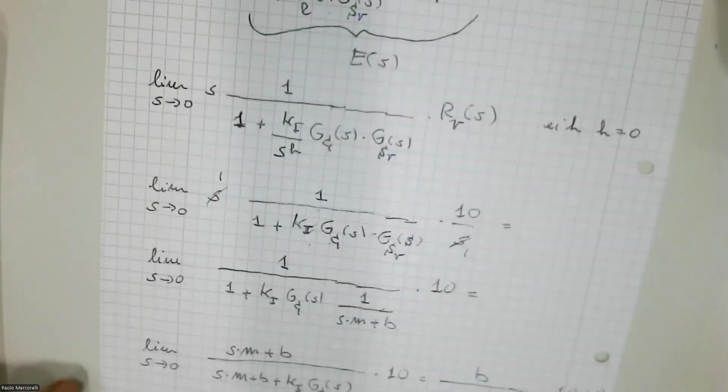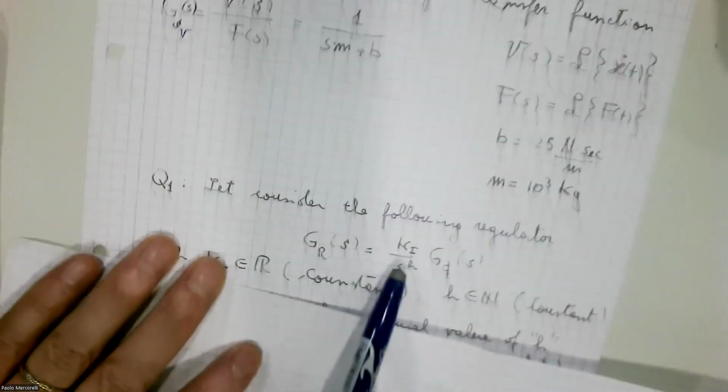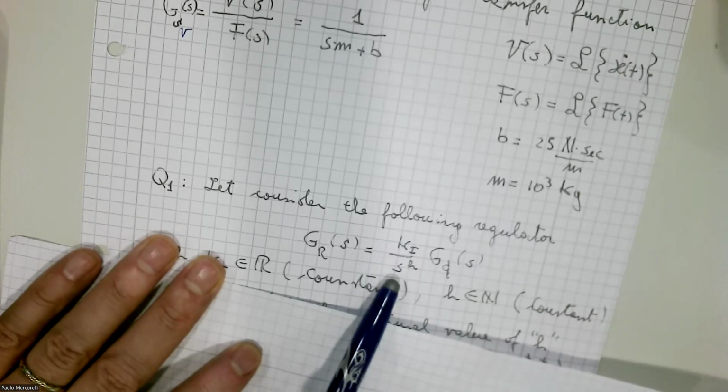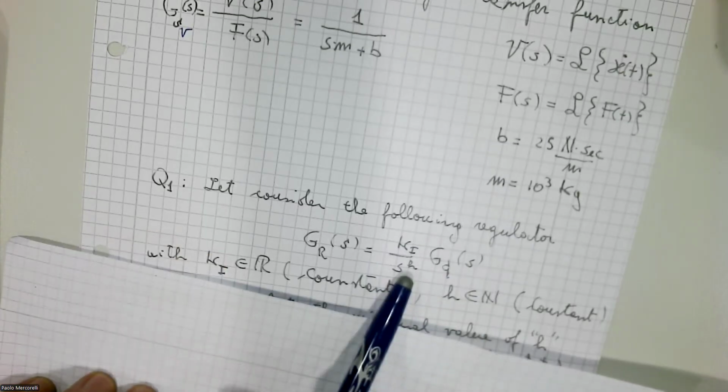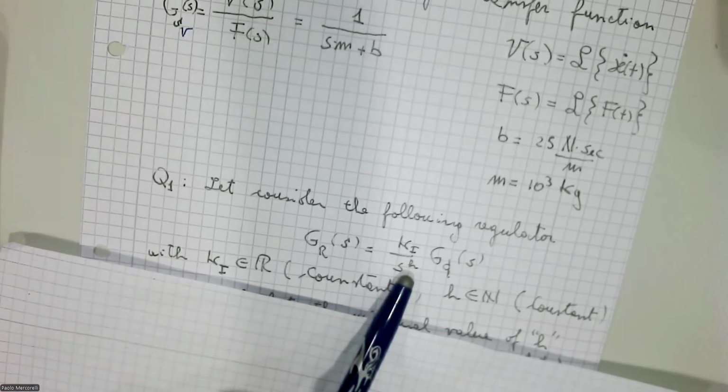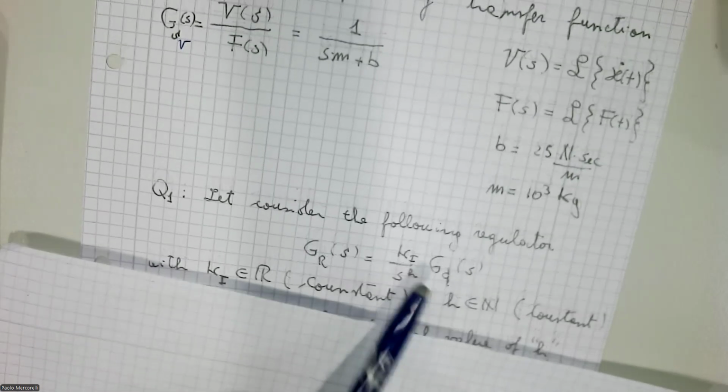Go ahead. Second specification. But before saying the second specification, look. We have here Ki divided by S, multiplied by this. Why do we have it divided by S? Because we calculated it as H equal 1. For our goal, for our system, H equal 1.